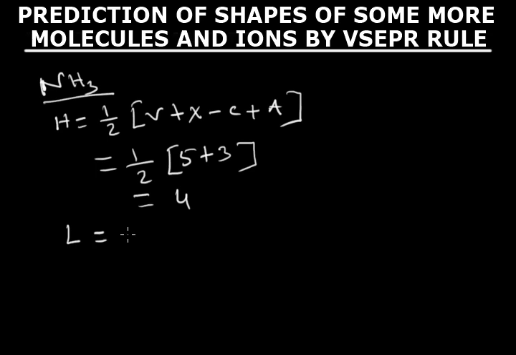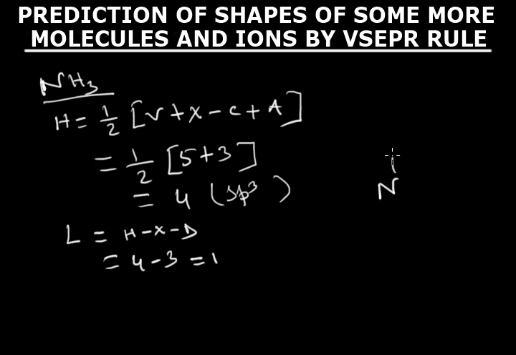And L, lone pair electron, is equal to H minus X minus D. Now H is 4, X is 3 and D is 0. So lone pair electron is 1. Now the hybridization: H is 4, so hybridization is sp3, and when 4 orbitals are there, to minimize the repulsion between electron pairs, they are directed along the 4 corners of a tetrahedral.